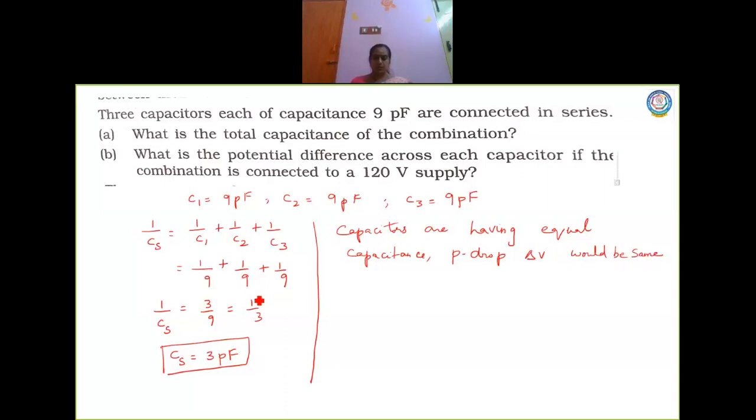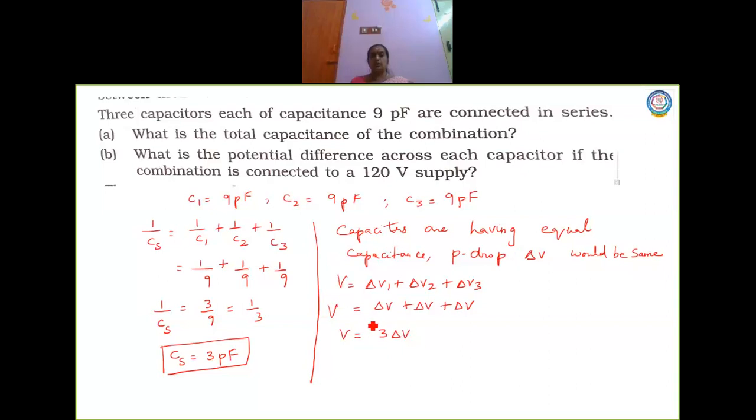Okay, so what is V now? V is equal to the sum of the individual potentials, right? So del V1 plus del V2 plus del V3, I write, children, but all these are same. So I can also write this as del V plus del V plus del V, which is V. So V will be equal to 3 del V.